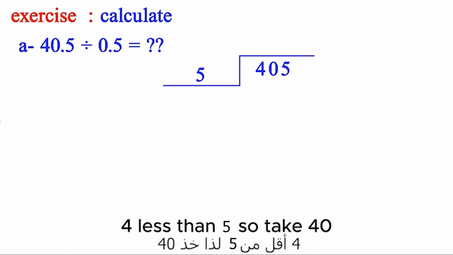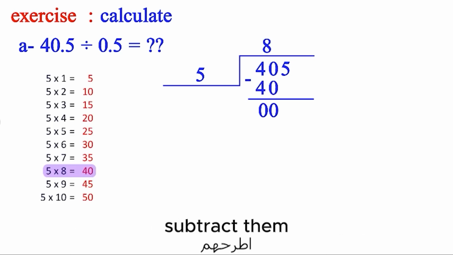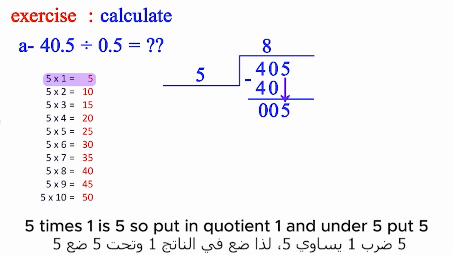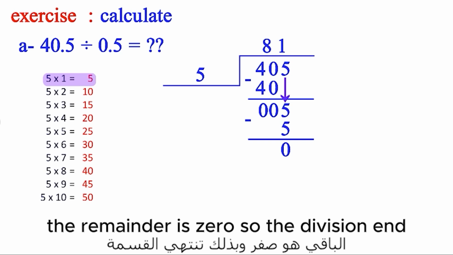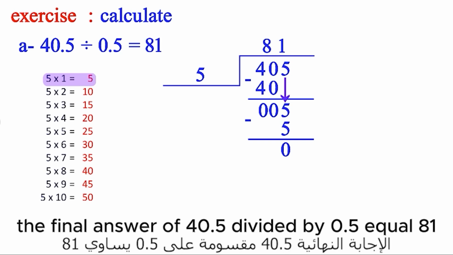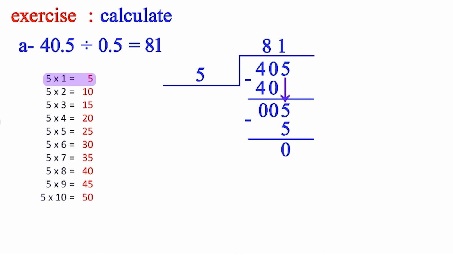4 is less than 5, so take 40. 5 times 8 is 40, so put in the quotient 8 and under 40 put 40. Subtract them. Bring down 5. 5 times 1 is 5, so put in the quotient 1 and under 5 put 5. Subtract them. The remainder is 0, so the division ends. The final answer of 40.5 divided by 0.5 equals 81. As you see, the division of two decimal numbers can be a natural number.